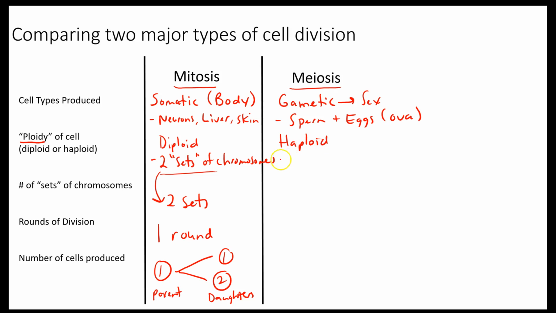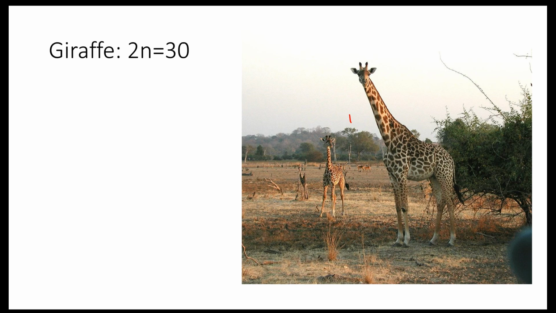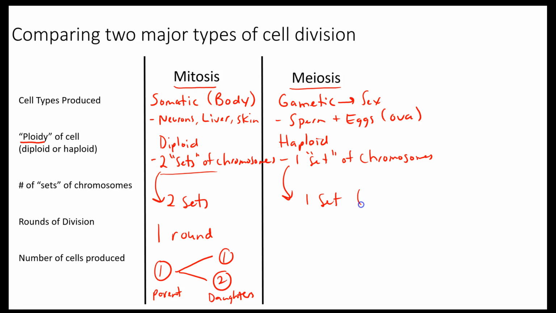That is to say they have one set of chromosomes, as in that picture there. So there's only one set there. And that means there's going to be one set in a sperm or one set in an egg.